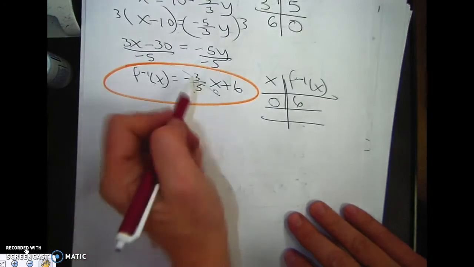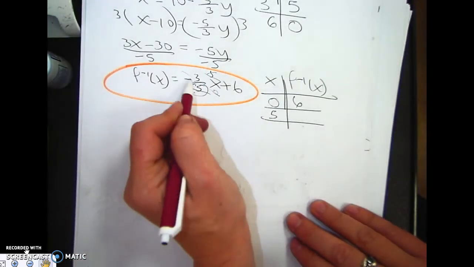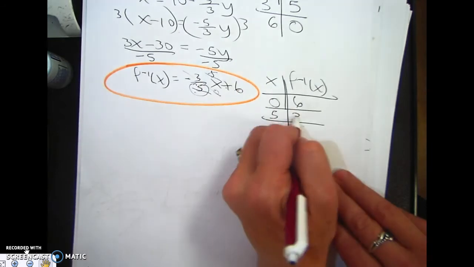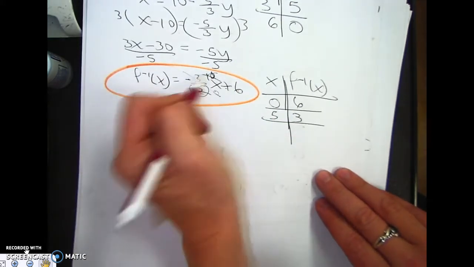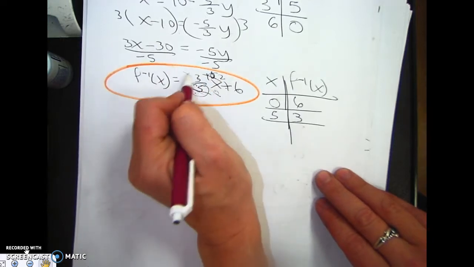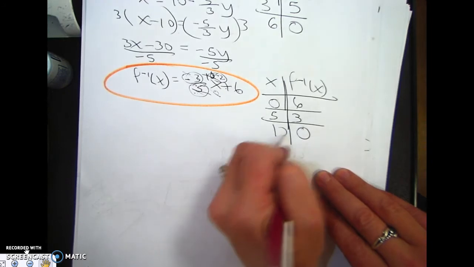But this time, my denominator is 5, so I'm going to pick 5 as one of the points. That's gone. Negative 3 plus 6 is 3. A multiple of 5 is 10. 5 times goes into 10 2 times. Negative 3 times 2 is negative 6, plus 6 is 0.